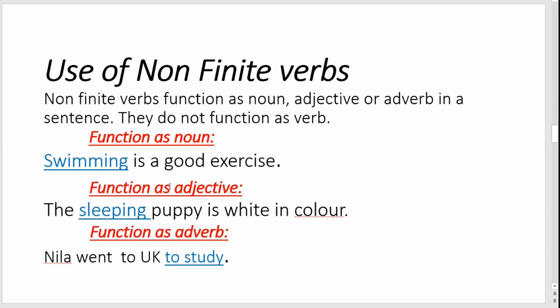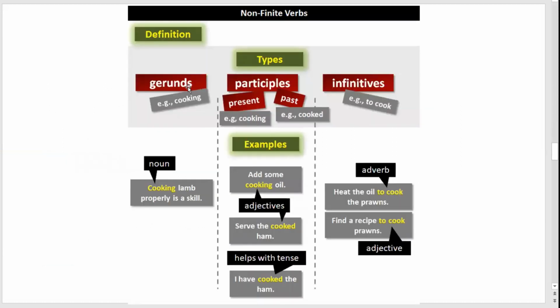So these non-finite verbs which are behaving like a noun, adjective and adverb are called by different names. Whenever the ing form of the verb behaves like a noun, we call it a gerund. So this is a new topic for you. Whenever ing form of the verb acts like a noun, then we call it a gerund. And whenever ing form of the verb acts like an adjective, then we call it a participle. Then the infinitive is nothing but the base form of the verb that is preceded by to, we call it an infinitive.